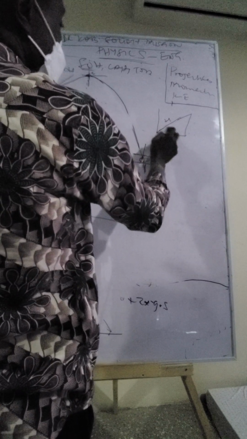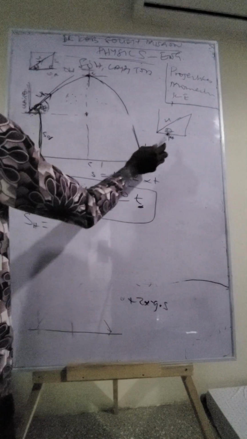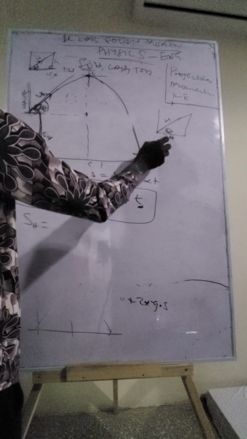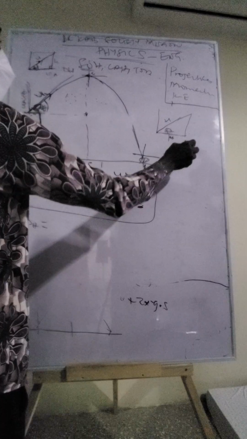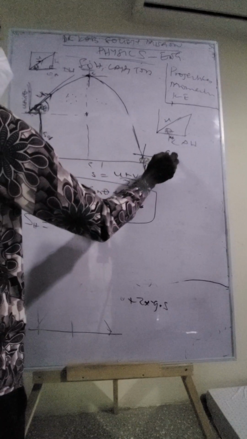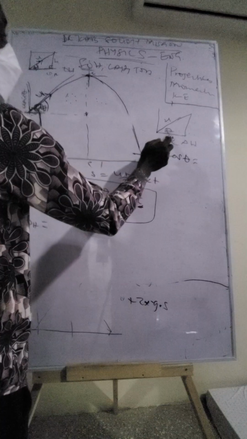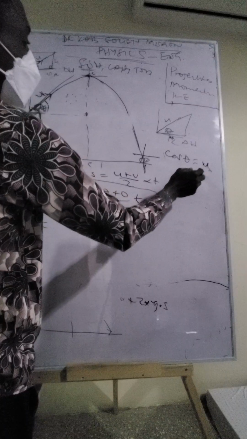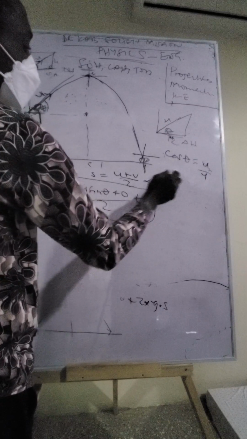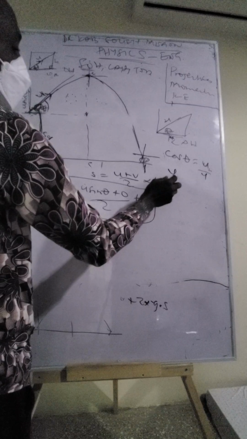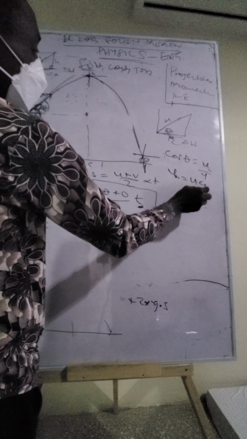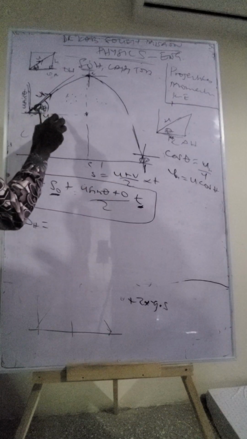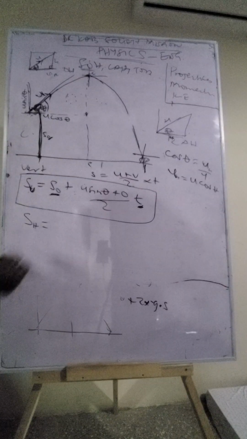So the relationship between this angle and this. We are given the adjacent and the hypotenuse. Adjacent over hypotenuse, so that is cos. So cos theta is equal to adjacent, which is what? The initial U in the horizontal over hypotenuse, which is U. So the initial U in the horizontal is equal to U cos theta. So the velocity in the horizontal direction is U cos theta.